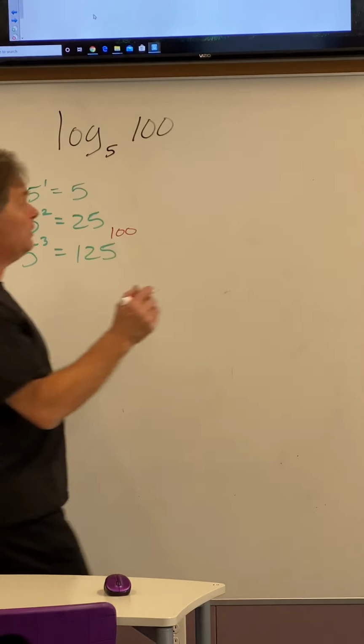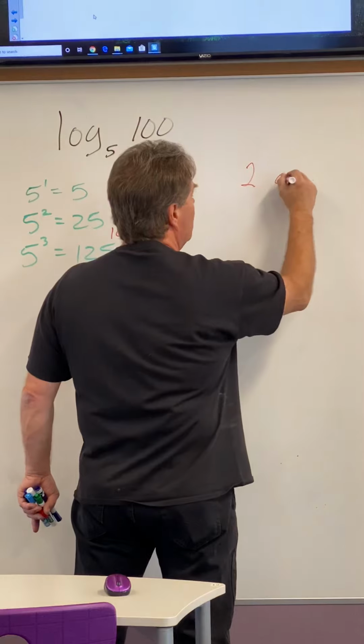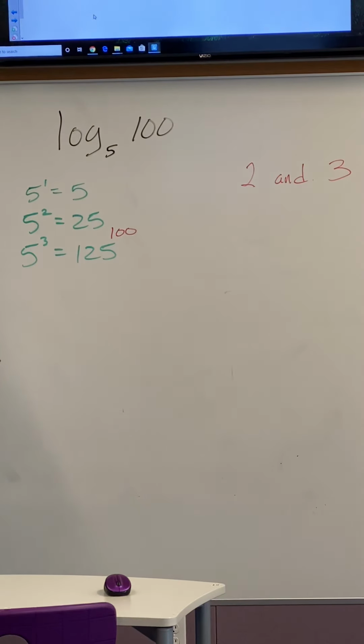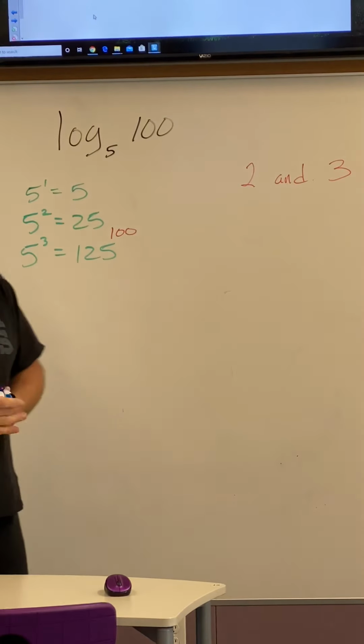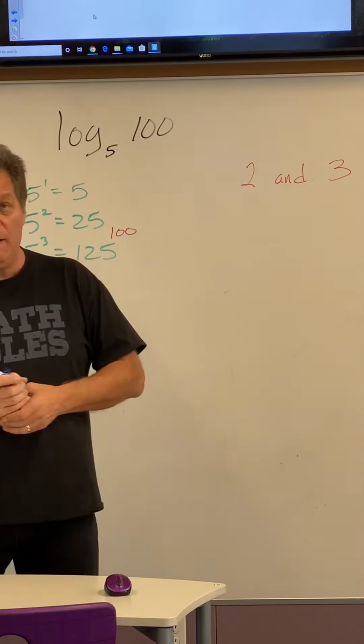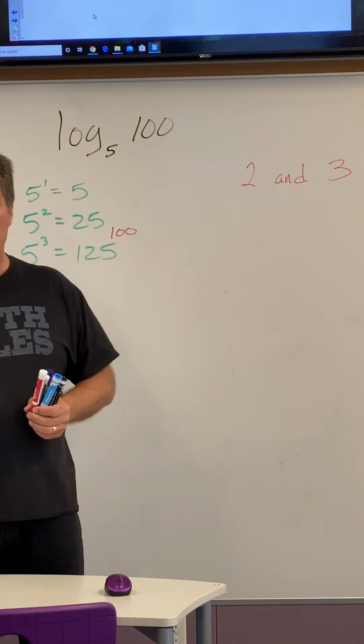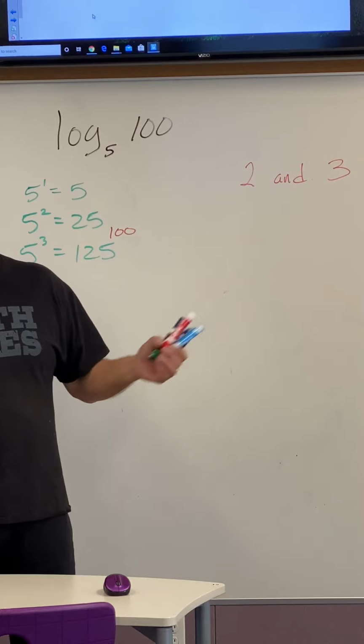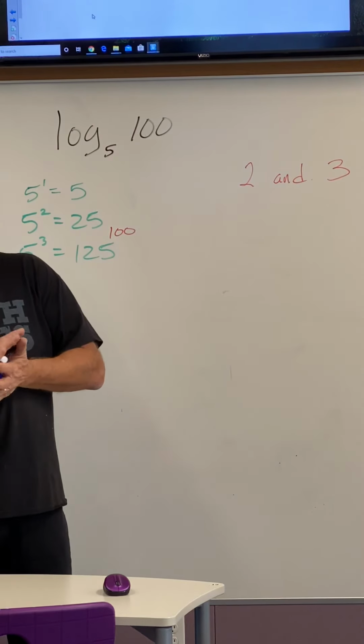So it's between the consecutive integers 2 and 3, right? And sure enough, if you do that on a calculator, which we'll show you how to do later, you're going to find out that log base 5 of 100 is going to be 2 point something, 2 point blah, blah, blah, whatever. And that will be it.